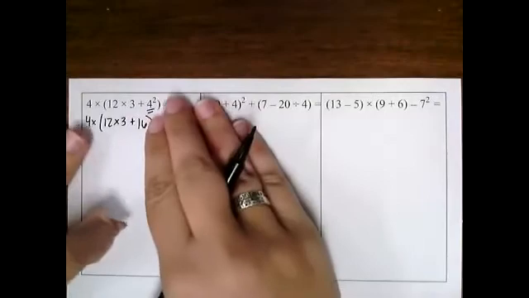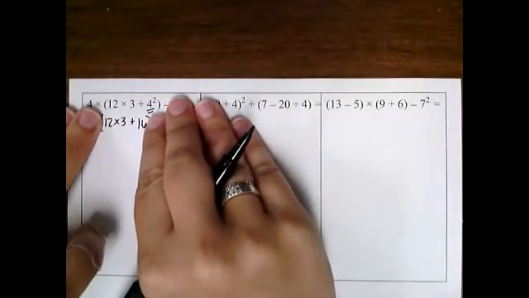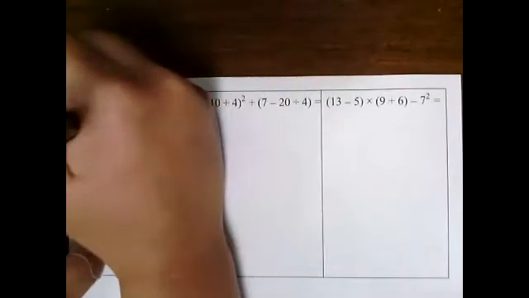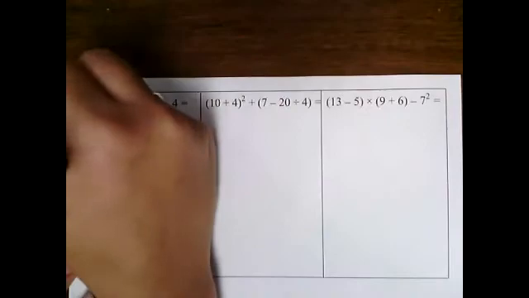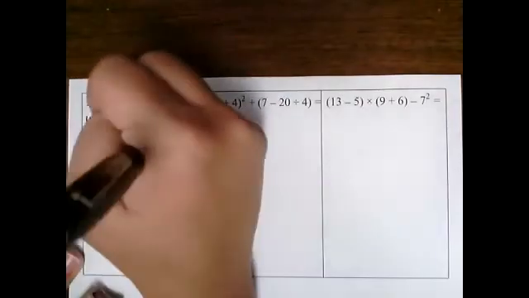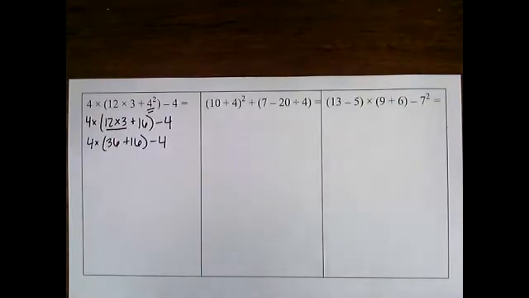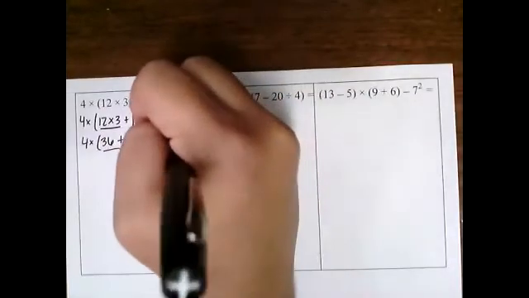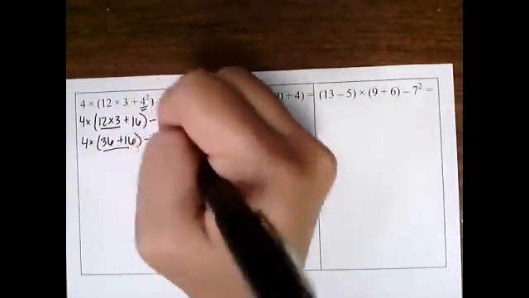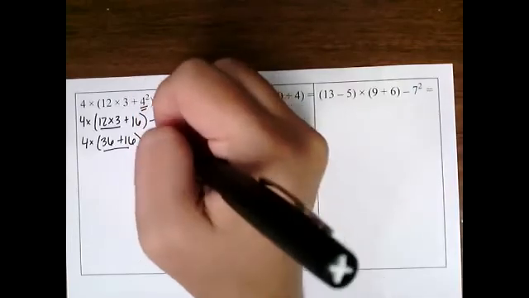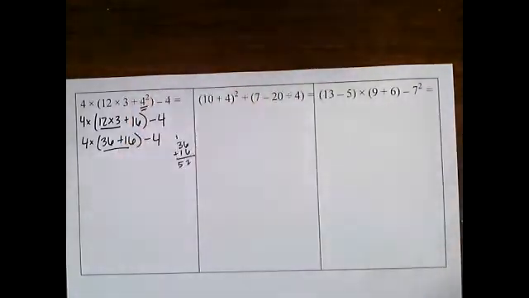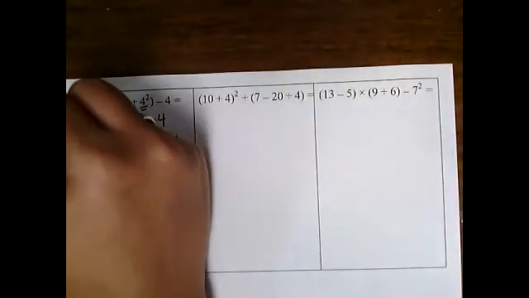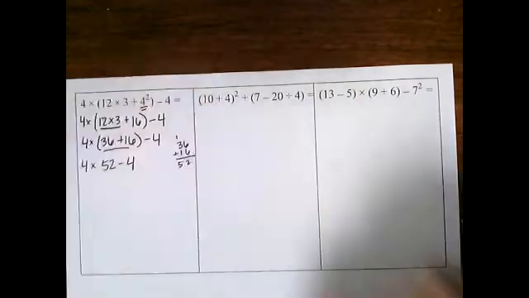Now I'm still looking inside my parentheses. Now I've done my exponents. I need to do multiplication and division next. So 12 times 3 is the next thing. So I have 4 times 12 times 3 is 36. Now finishing out my parentheses, 36 plus 16. 6 plus 6 is 12. 3 plus 1 is 4, plus 1, so I have to carry the 1, plus 1 is 5. So I have 52. So 4 times 52 minus 4.